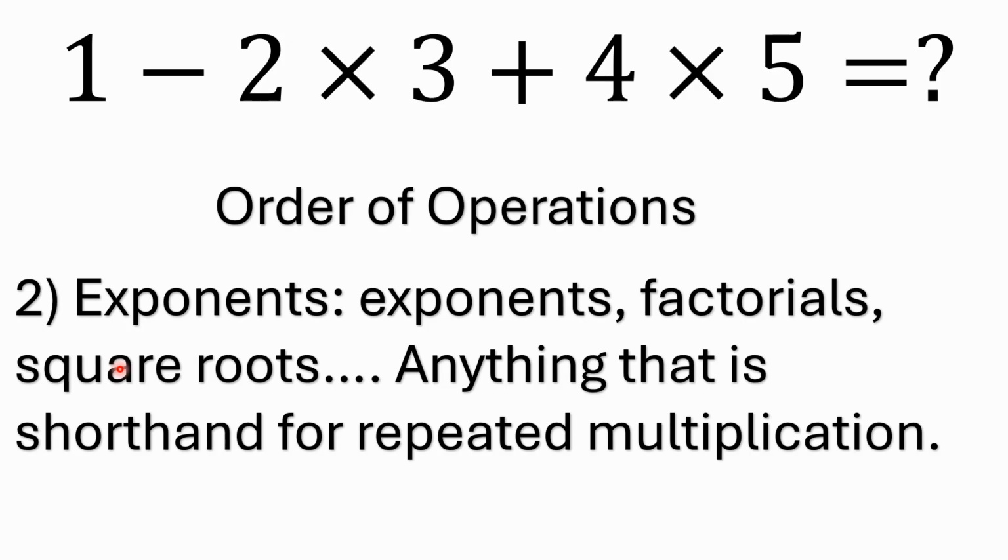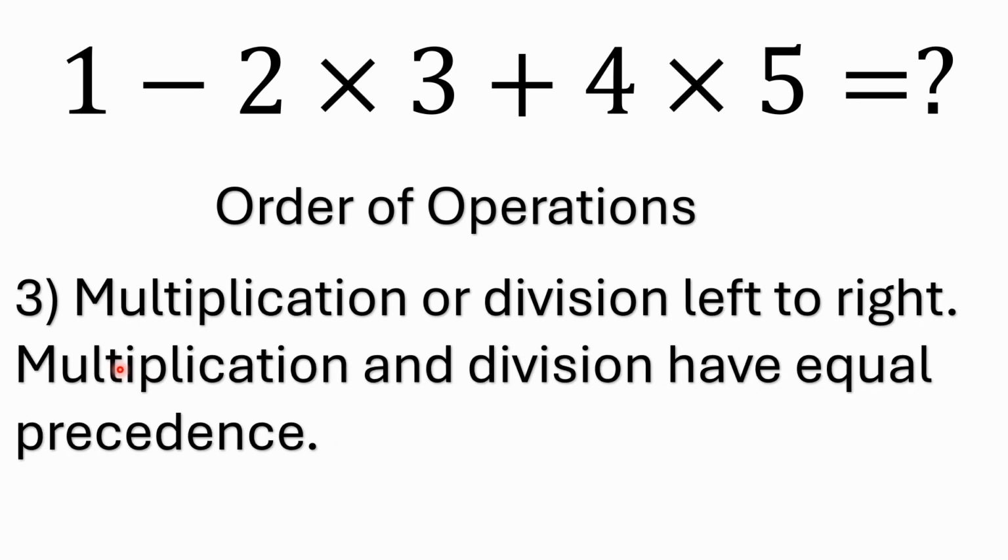Well, again, we don't have those either here, right? Does that mean we throw away the order of operations? No, it does not. We still move on to step number three, which is our multiplication or division, left to right. Remember, multiplication and division have equal precedence. It's not one before the other. You just go left to right. Remember, division is the same thing as multiplying by a reciprocal. So they have equal precedence.